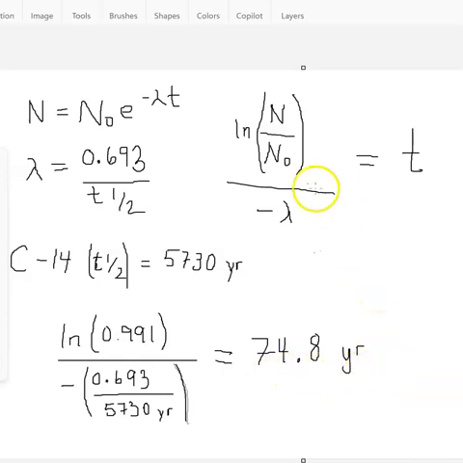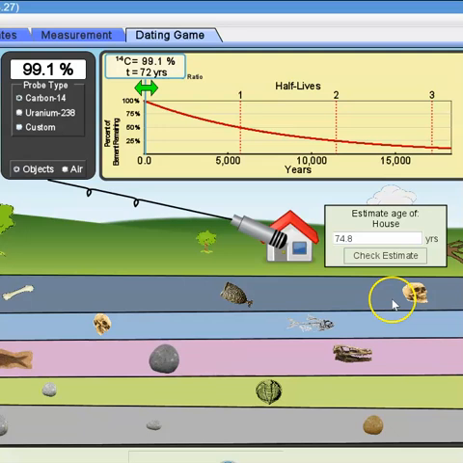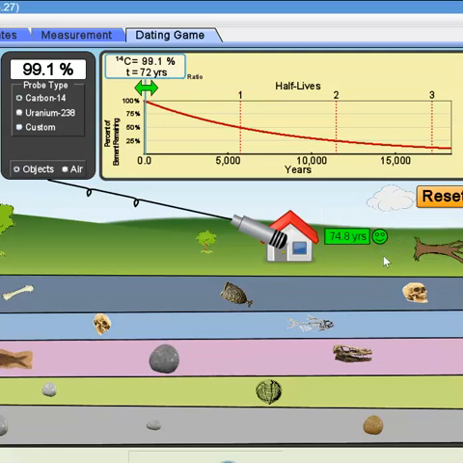So let's go ahead and try to plug this value into the simulator. So we're back on the simulator, going to plug in our value of 74.8 years. And as you can see, that is a very good estimate of how old this house is. You could also go up here and use this arrow to kind of get to the correct percentage that your probe tells you, and it will give you an estimate as well.